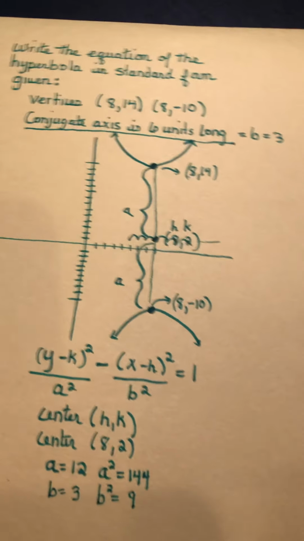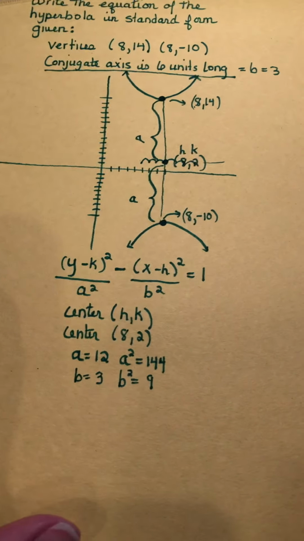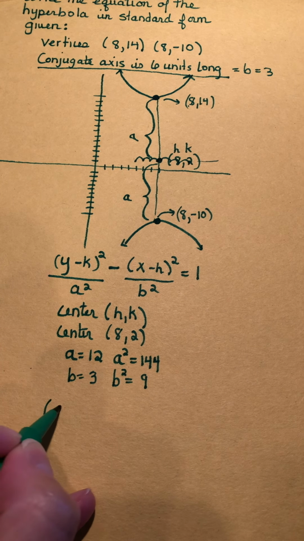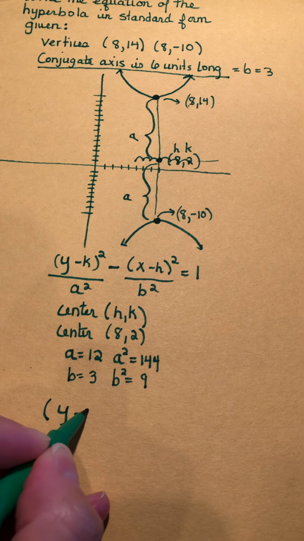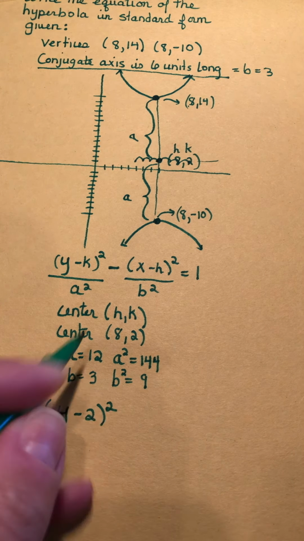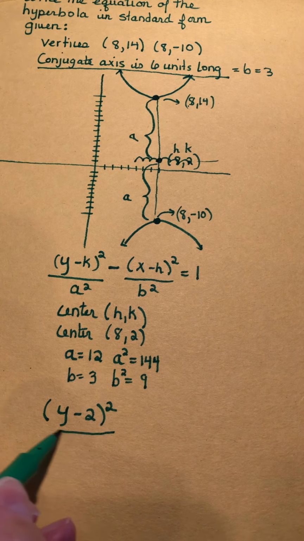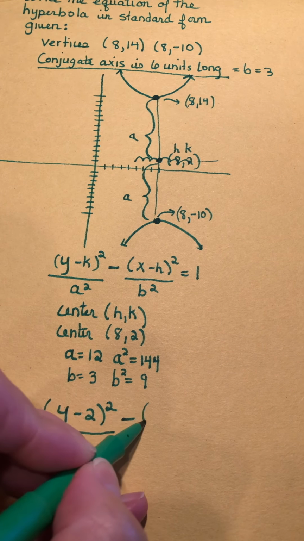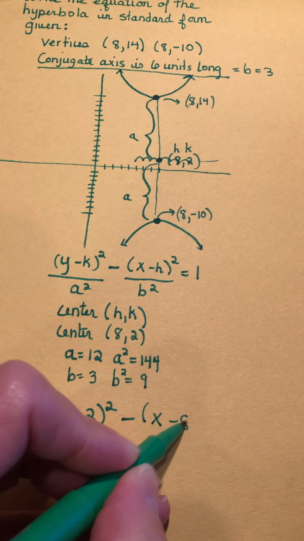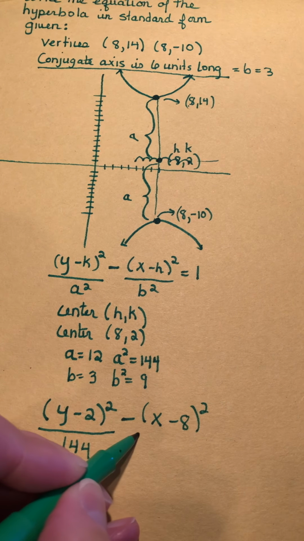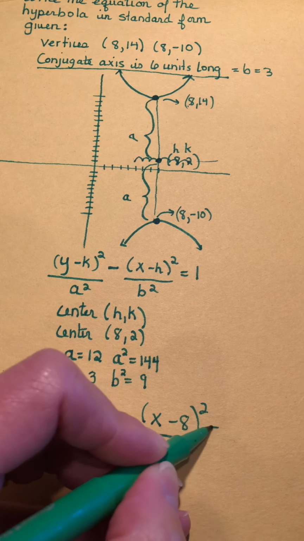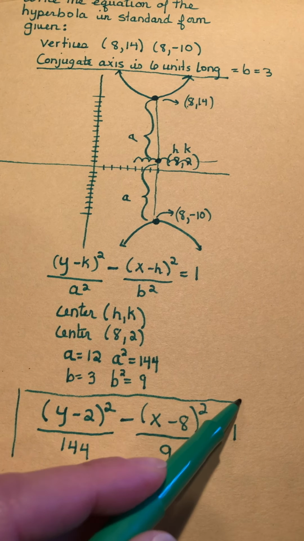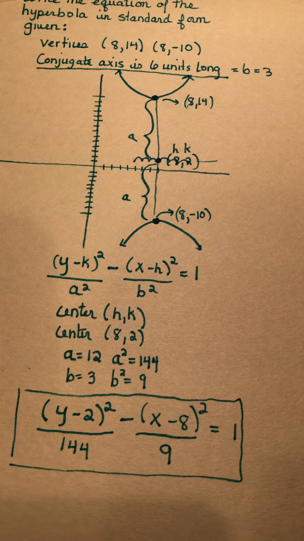So putting this all together, I'm going to scroll down a little bit and write out the final answer. It's going to be (y - 2) quantity squared over 144 minus the quantity (x - 8) squared over 9 equals 1. And we just did some pretty good detective work to figure out the equation in standard form.